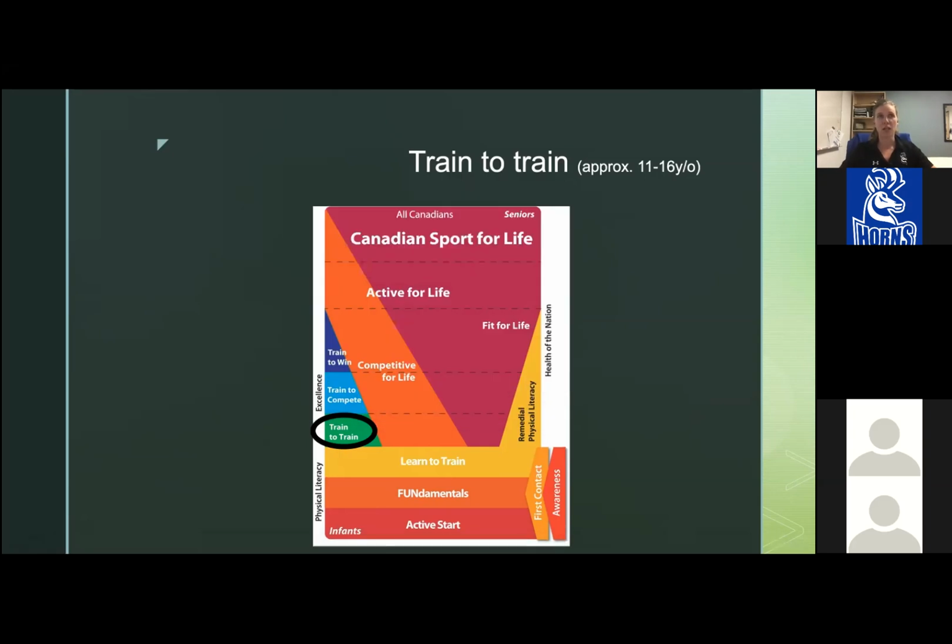So I think it's just important to note here that if they don't move from train to train to compete, it's not a bad thing, but this is where we will start to see the athletes start to pick up more training. So that's what we're talking about in terms of the weight room. So this is where we start to see a higher emphasis put on that.